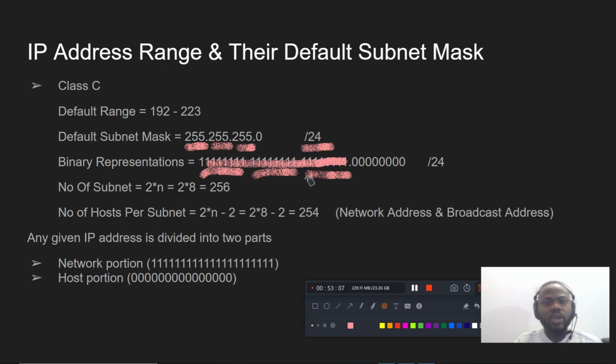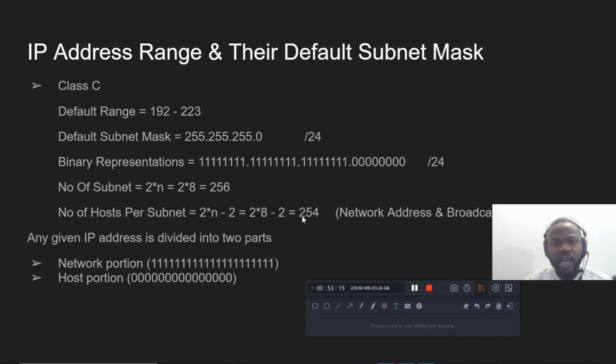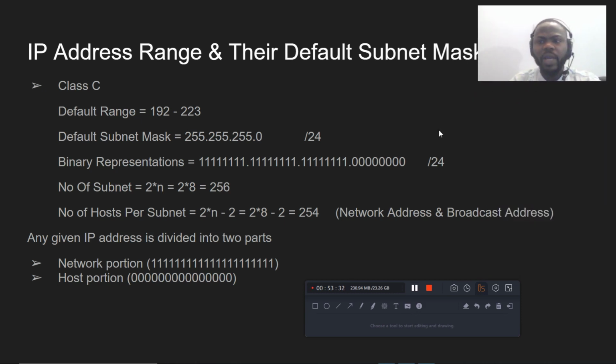Apart from that, the next thing that I haven't explained before that I would like to explain here is the number of subnets. This is a formula we have been given, and there's nothing we can do about it. The formula to solve the number of subnets and the number of hosts is 2 raised to power n. If you are calculating the number of subnets, you are going to do 2 raised to power n.